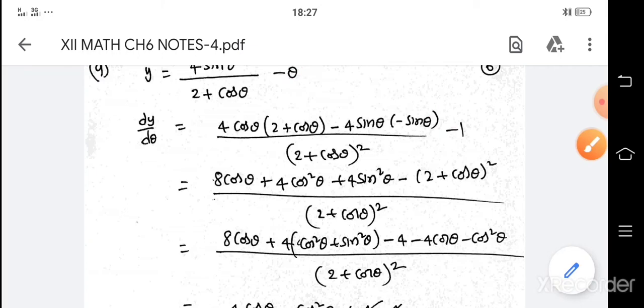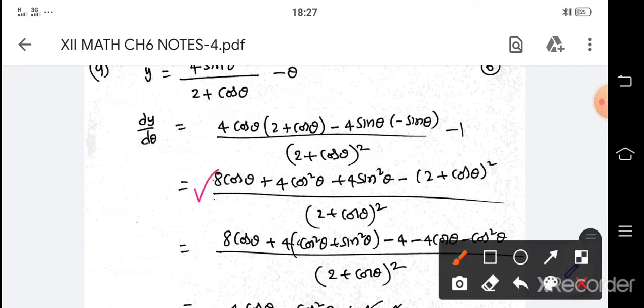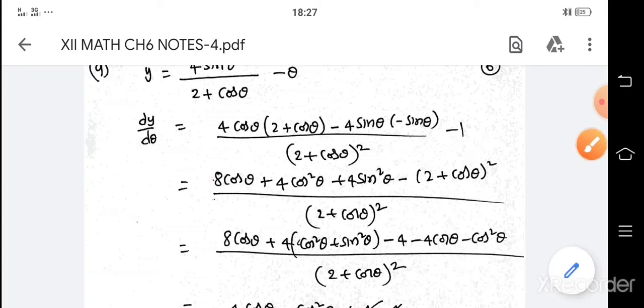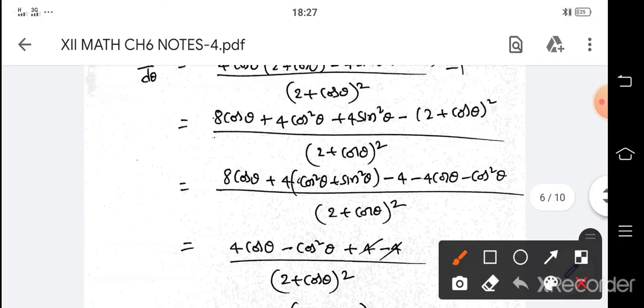Okay. So after that calculation I have done here, then also taking the LCM I have done the simplification. Then the final simplification after doing all the simplification: 8 cos theta, then 4 is common, then minus 4 cos theta minus cos square theta. So 4 is common. If I take 4 common, cos square theta plus sin square theta will be 4 plus 4 minus 4. That's why I have taken it common.